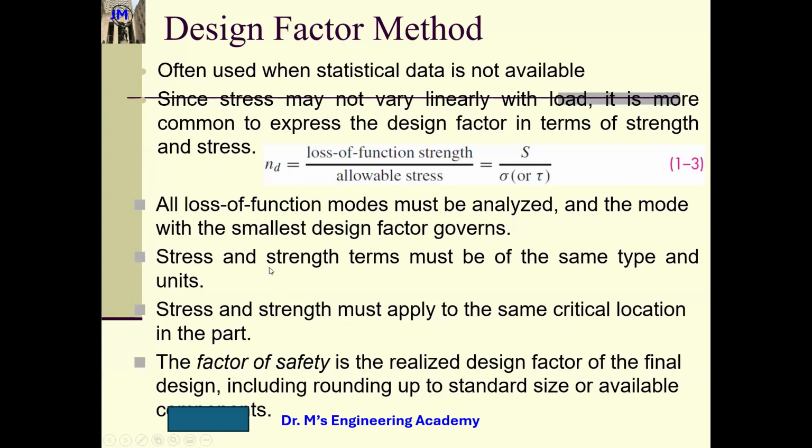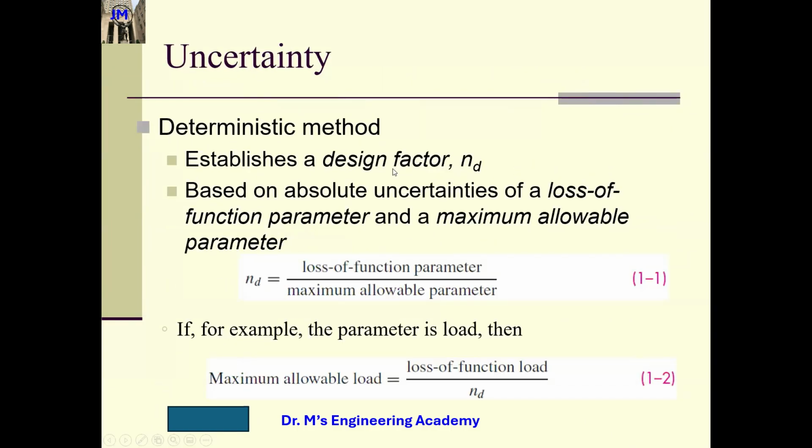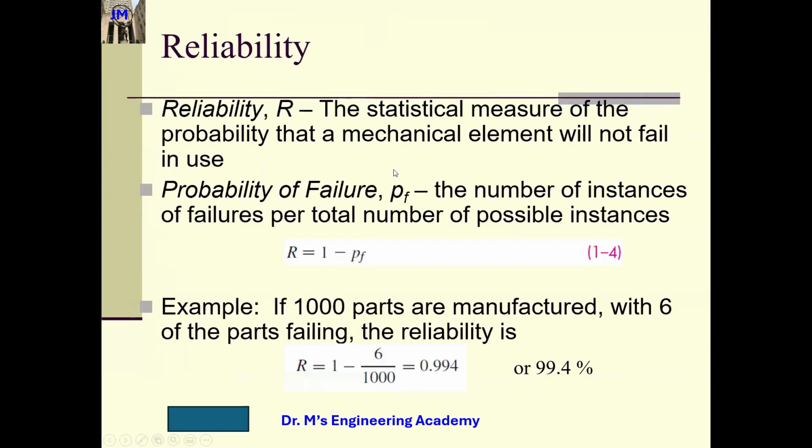The stress terms must be of the same type and units. If you want to use this ND, you must use the same type of units, and they must apply to the same critical location in the part. Okay, we are talking about the same thing. The factor of safety is the design factor of the final design, including rounding up to a standardized set of available components. Now, this tells you factor of safety or safety factor and design factor. For me, I usually see them as the same.